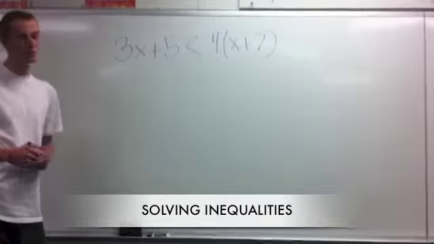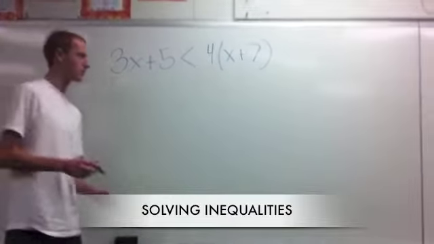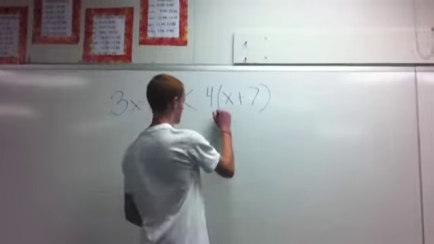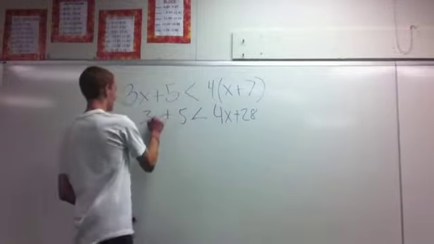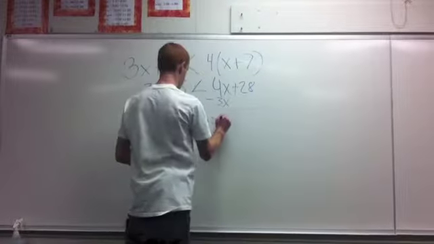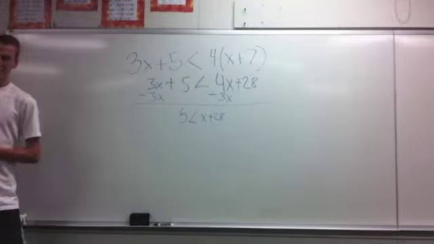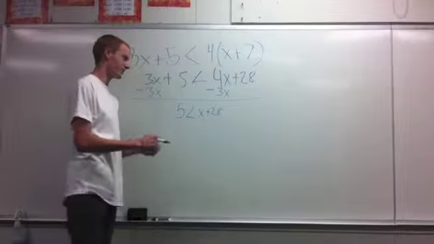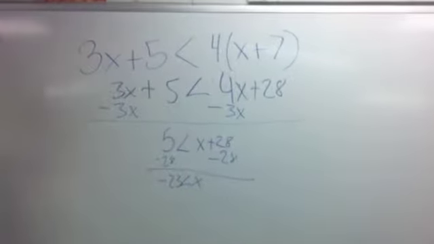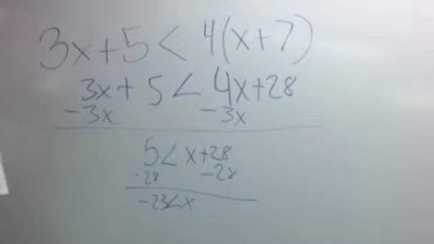Next one is inequalities. So you basically do the first thing for the first step, which is parentheses. Then you gotta get 3x to the other side. Now you have to minus 28 from both sides. And then your answer comes out to be negative 23 is less than x.